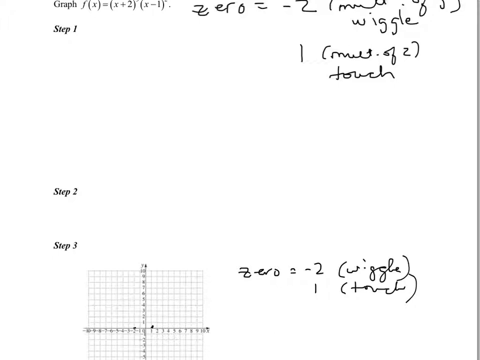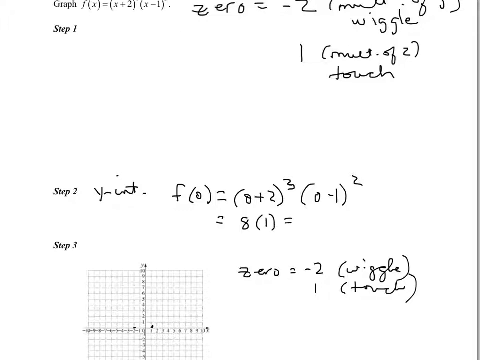Now, my step 2 means I need to find the y-intercept. And remember, that occurs at f of 0. I'm going to plug in 0 for x. So I'm going to have 0 plus 2 squared, oh, sorry, cubed. And I'm going to have 0 minus 1 squared. So when I have 0 plus 2, that's 2 cubed. 2 times 2 times 2 is 8. 0 minus 1 is negative 1, but when I square it, it becomes a positive 1. So f of 0 is equal to a positive 8. And that means I'm going to cross the y-axis at the point 0, 8.